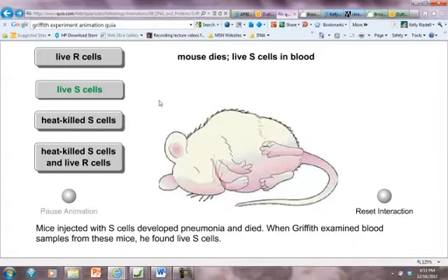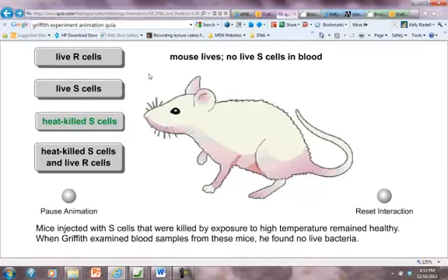So what he did next was to take some of those S cells that killed the mice and heat them up to try and destroy them, and then inject those into the mice. So let's see what happens next. Mice injected with S cells that were killed by exposure to high temperature remained healthy. When Griffith examined blood samples from these mice, he found no live bacteria. That doesn't really seem too unusual. You would expect that if you heated and killed the bacteria, they would not be harmful anymore.